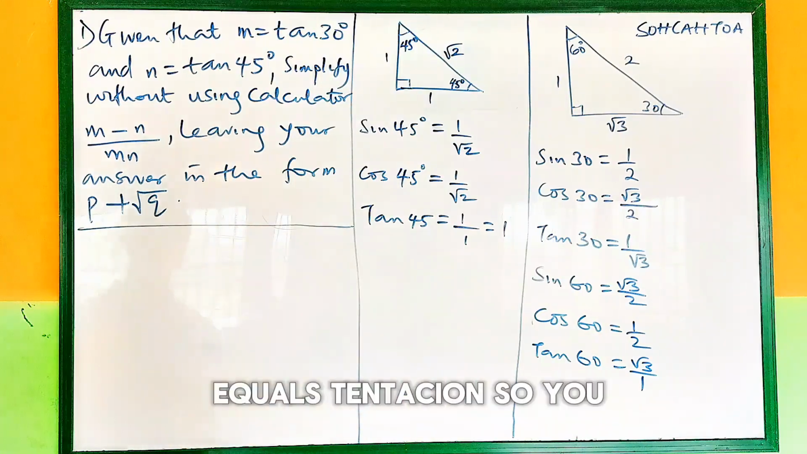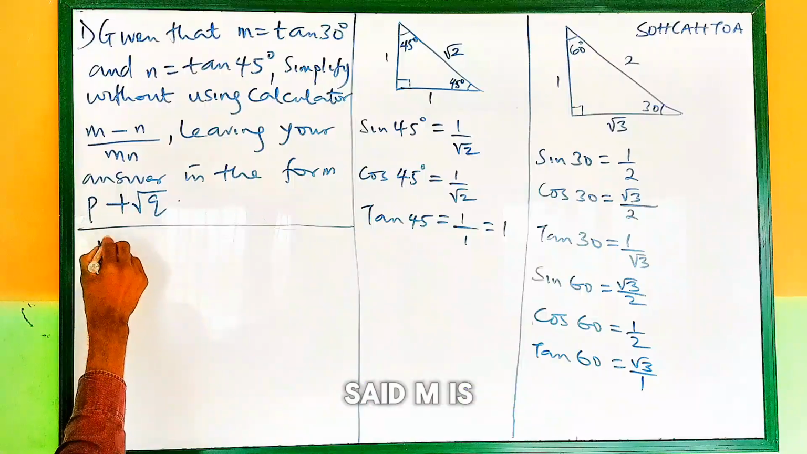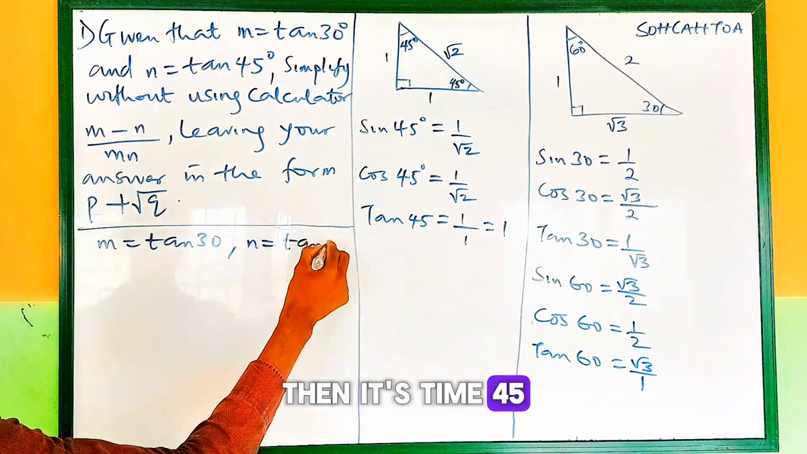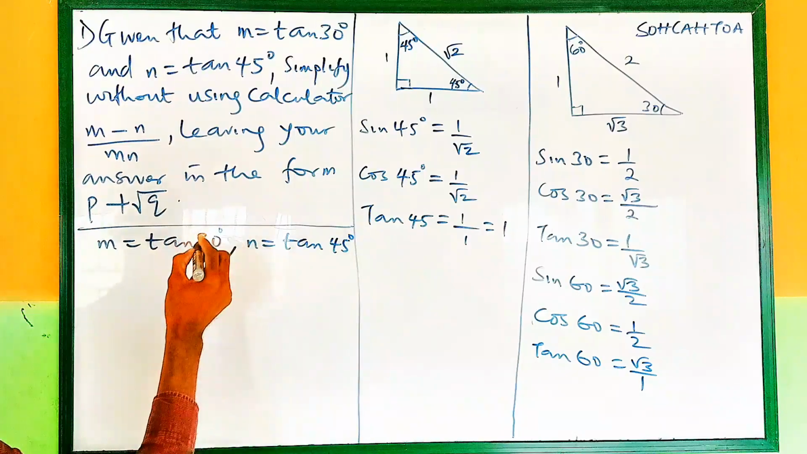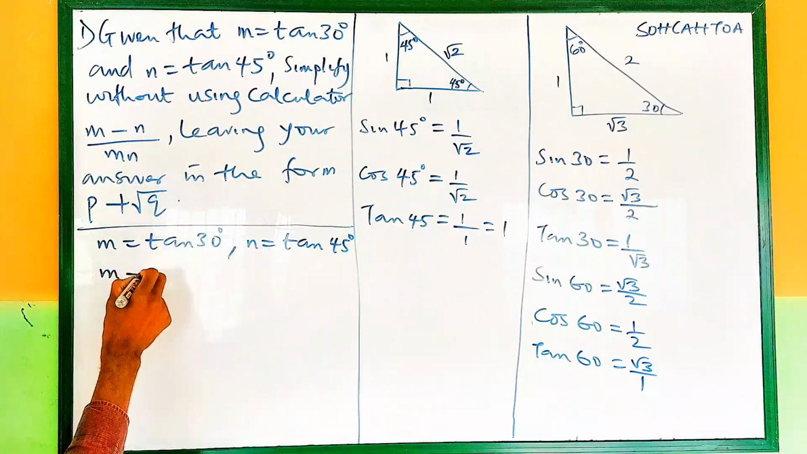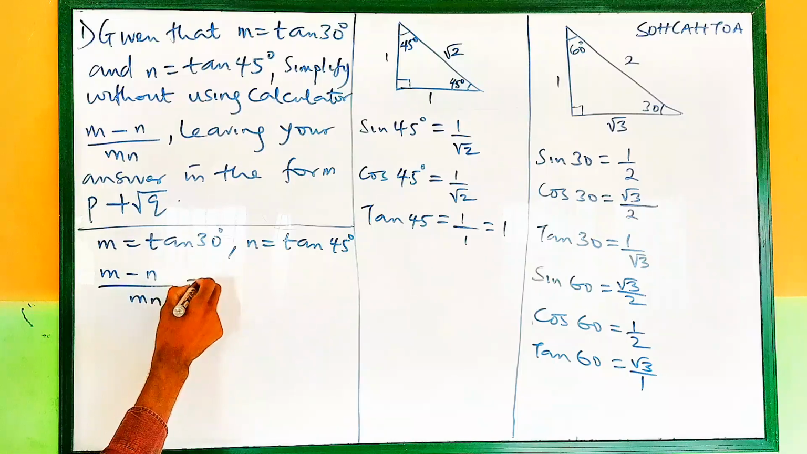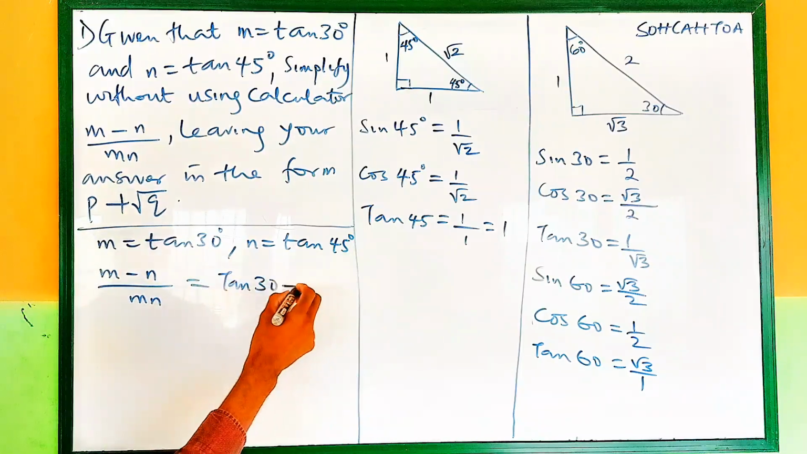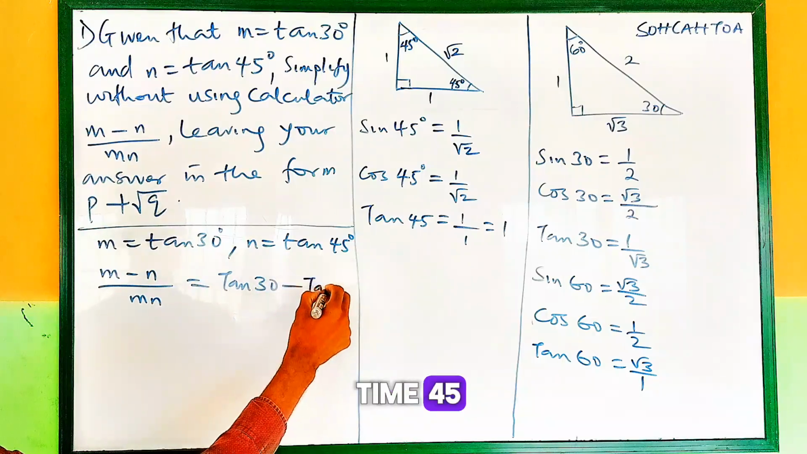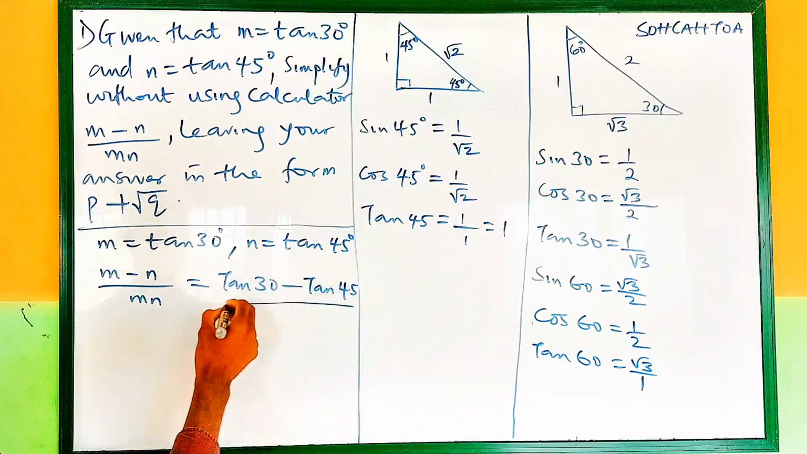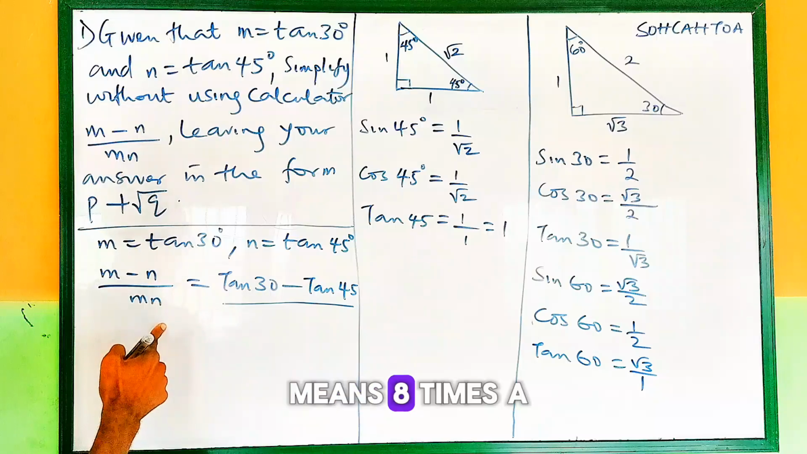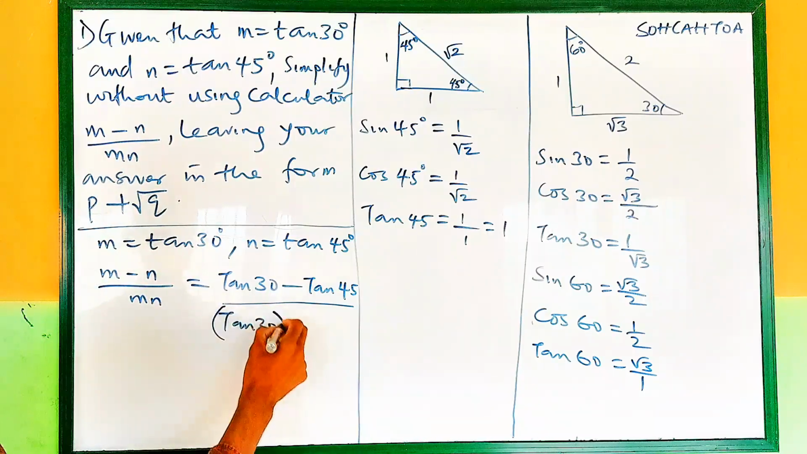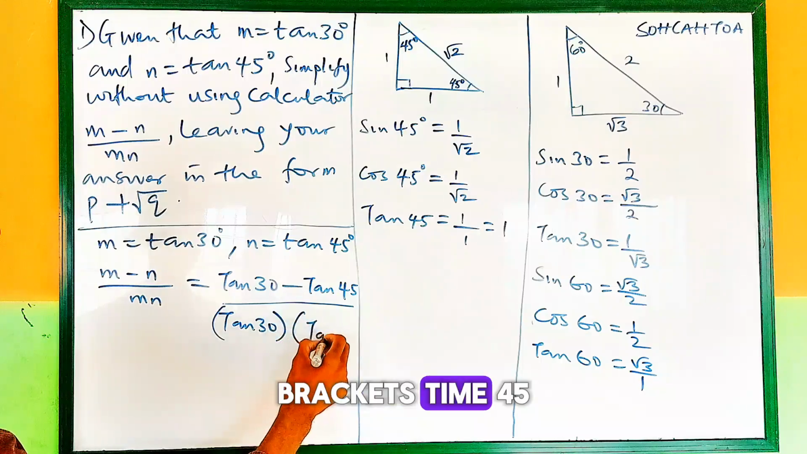Given that m equals tan 30, and n is tan 45. Calculate (m minus n) over mn. What is our m? Tan 30, so that will be tan 30 minus n, which is tan 45, all over mn, which means m times n. So m is tan 30, times tan 45.